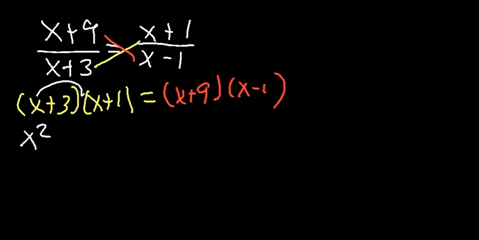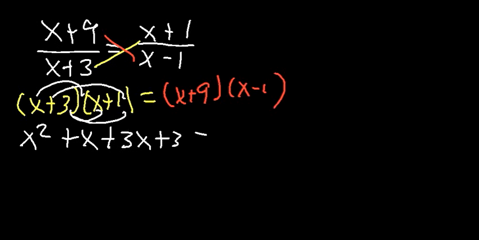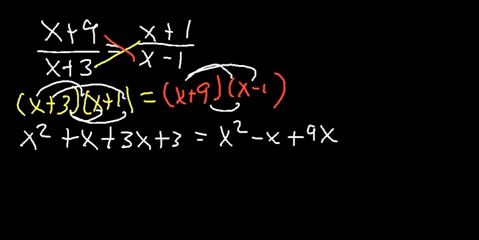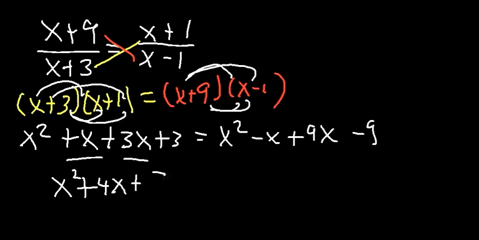x times x is x squared. x times 1, that's x. This is 3x, and here we have 3. This is x squared, negative x, 9x, negative 9. So let's combine these two terms. x plus 3x is 4x. And negative x plus 9x, that's 8x.